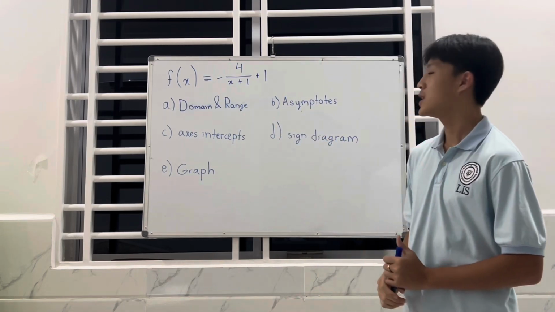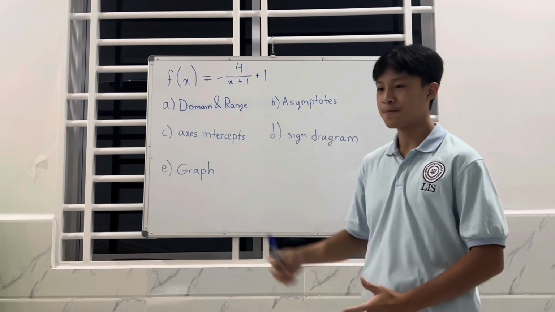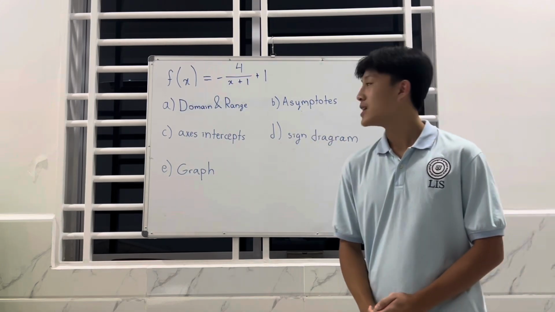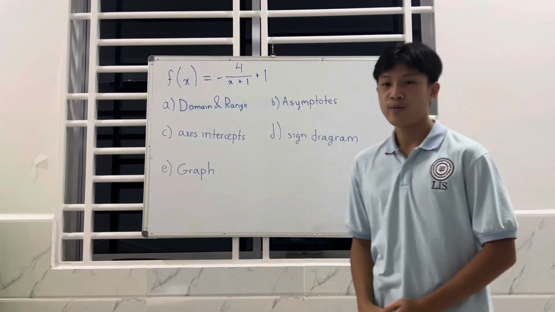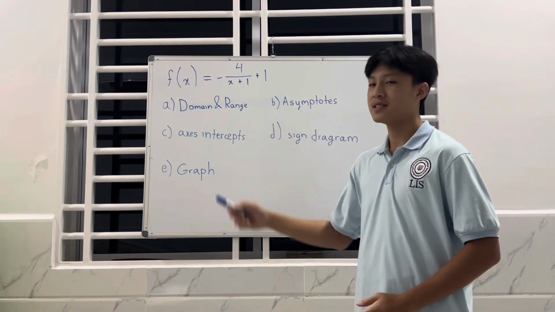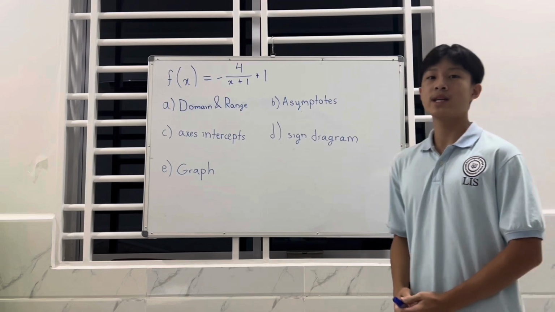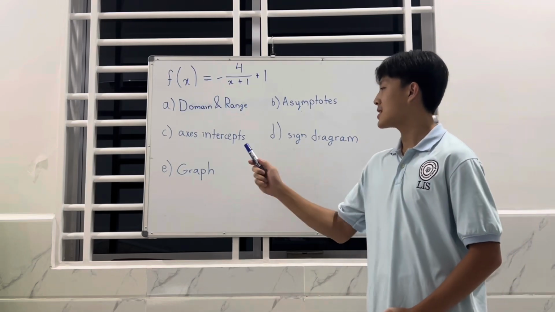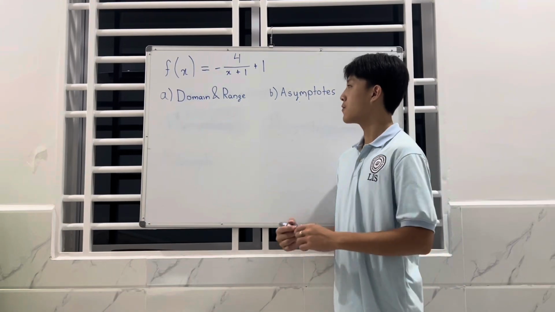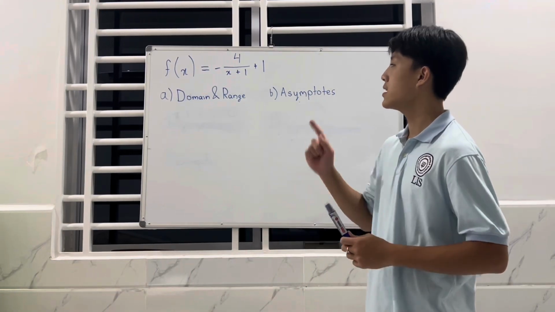First, we need to find domain and range. B, we need to state the asymptotes. C, we need to find the axis intercepts. And D, we need to find the sign diagram. E, we need to sketch the graph. First, we're going to start by finding the domain.